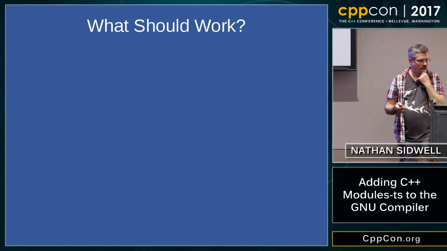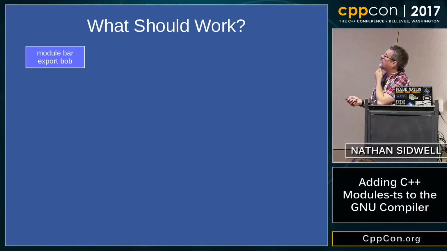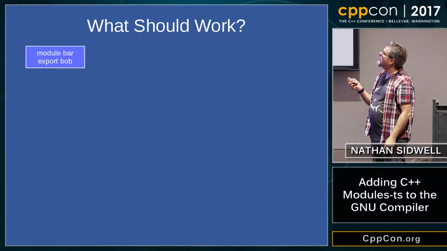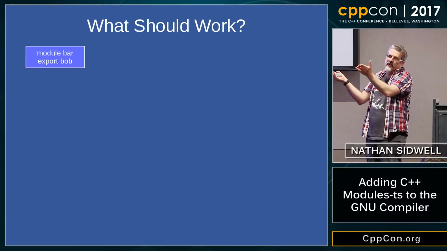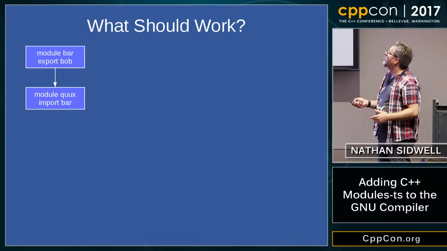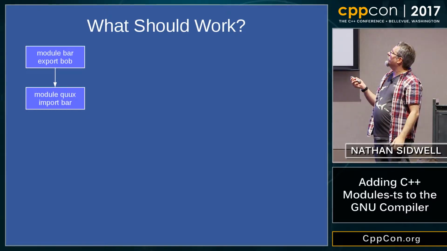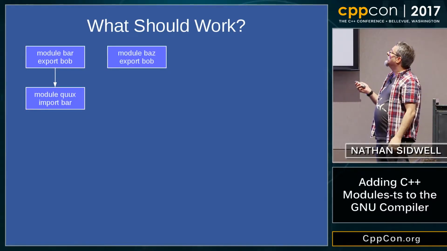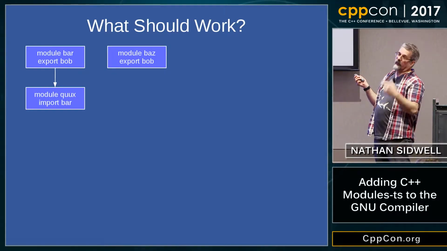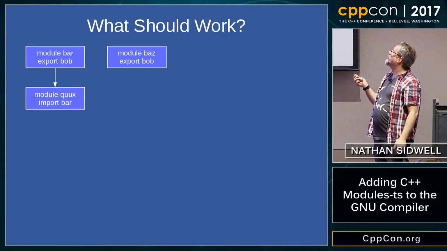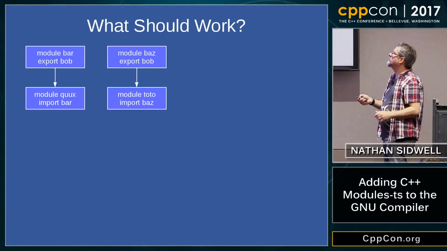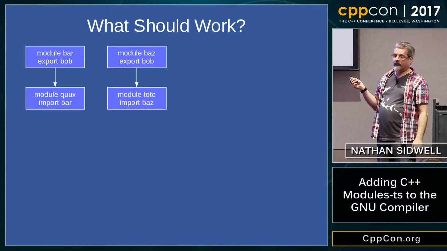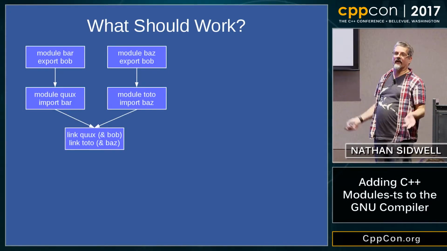So I'm going to have some motivating examples now. We've got module bar that exports a bob, and for purposes of this picture, all bobs are the same. They're a void function, let's say. Some other module imports it and then uses bob. We've got some other module, baz, and it too exports a bob. Different bob, but the identical name, in the global namespace. And another module imports that and uses bob. And then we link it all together.